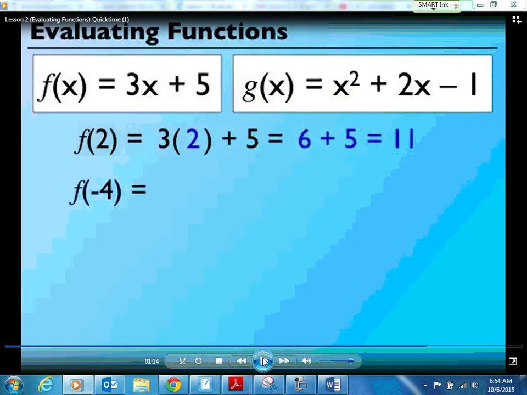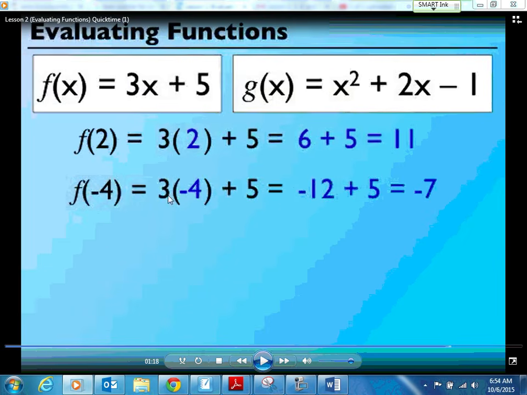Next one, plug in -4. -4 goes in place of x. So we've got 3 times -4 plus 5. So that's -12 plus 5 gives us -7.